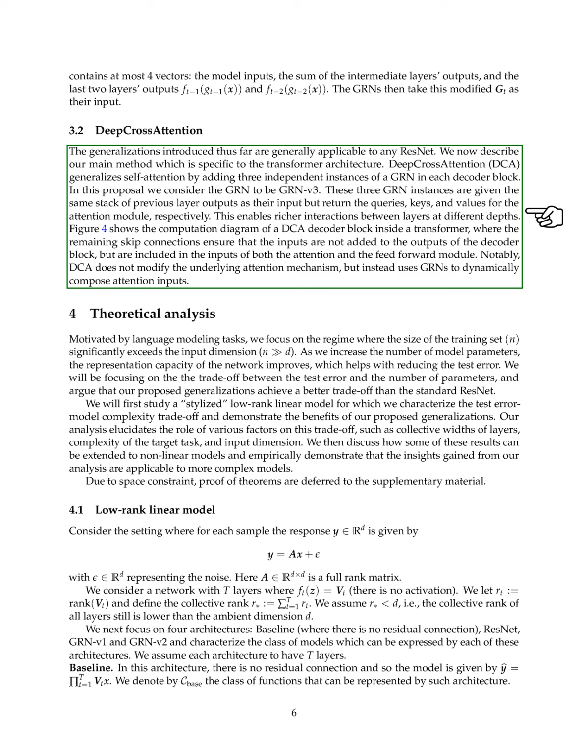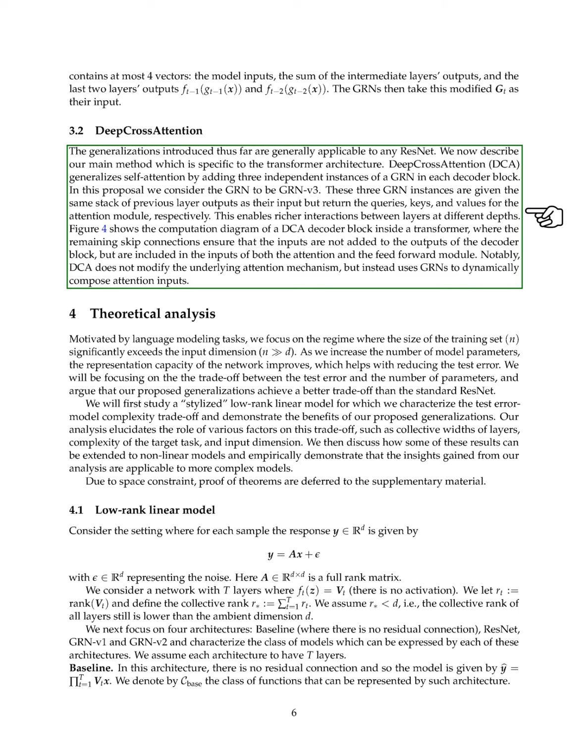We illustrate this with a diagram of a DCA decoder block within a transformer, where the skip connections ensure that the inputs are not directly added to the outputs of the decoder block but are included in the inputs for both the attention and feed-forward modules. Importantly, DCA does not change the fundamental attention mechanism. Instead, it utilizes GRNs to dynamically create the inputs for attention.